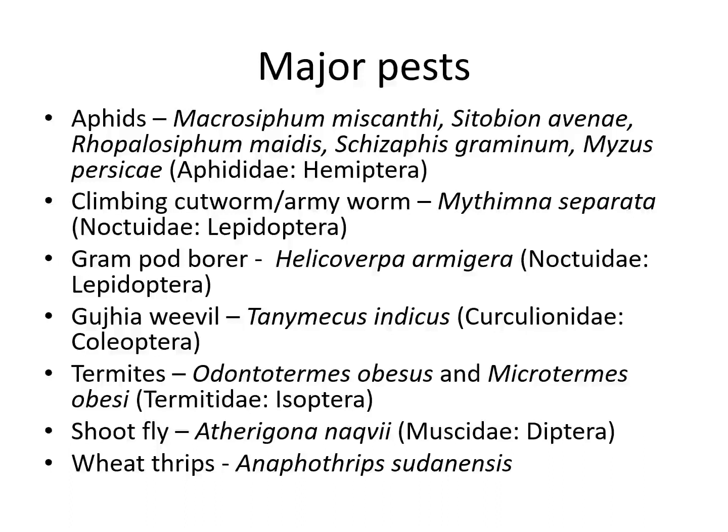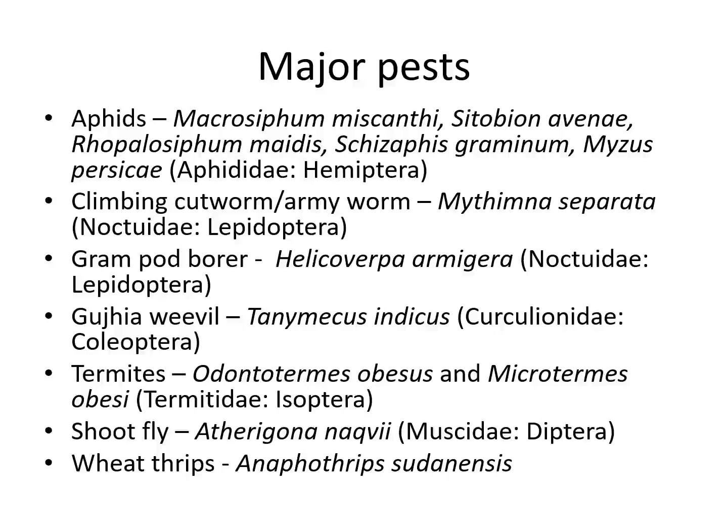But in case of wheat, we don't see such a large number of insect pests damaging the crop. The number of pests damaging wheat is extremely low, and we will go through those pests quickly so that you can have an understanding of what are all the pests infesting wheat. The first one is aphids. We have Microcyphum miscanthi, Rhopalosiphum maidis, Schizaphis graminum, and Myzus persicae, all different species of aphids belonging to the family Aphididae, which damage wheat.